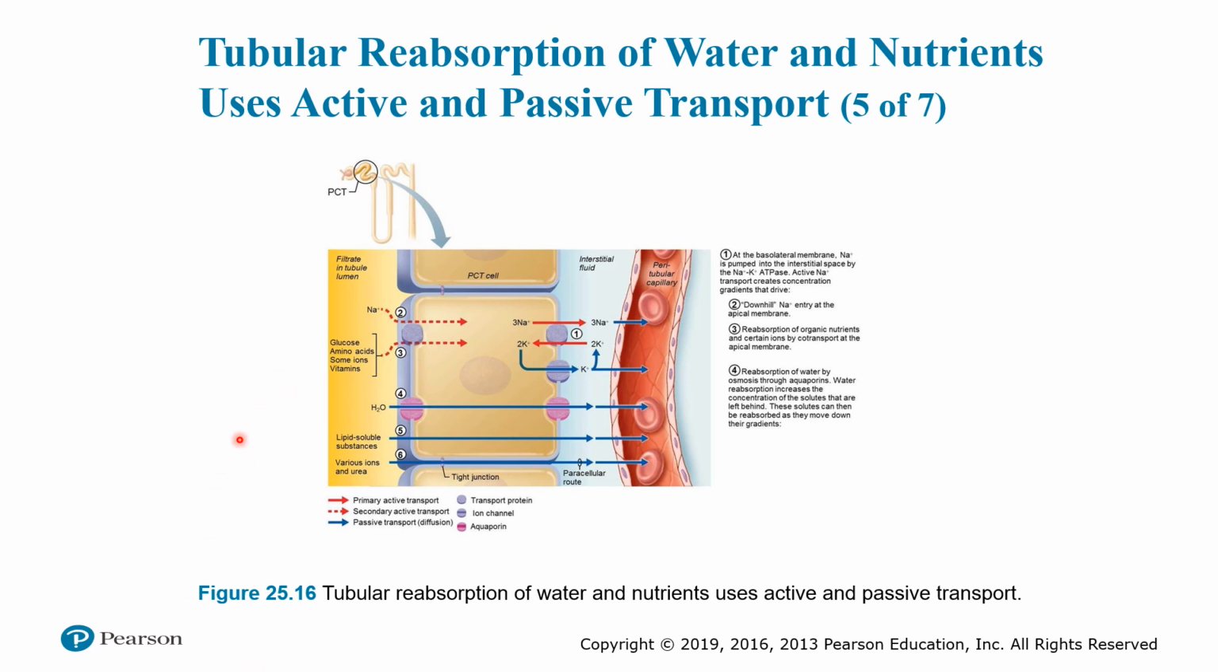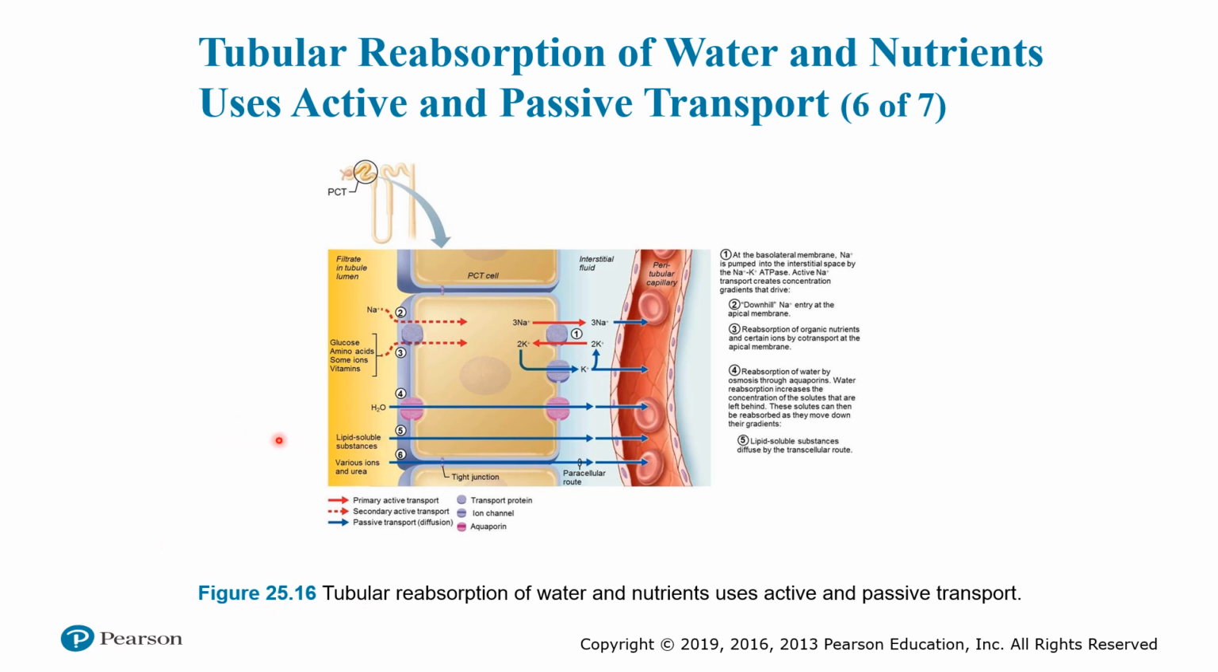Reabsorption of water occurs through the aquaporins. Aquaporins are transport proteins which are present in the cells, and water moves in. Now when water moves in, this place becomes concentrated. The solutes which are left here are concentrated, so they try to follow their concentration gradient. They move from the higher concentration to the lower concentration.